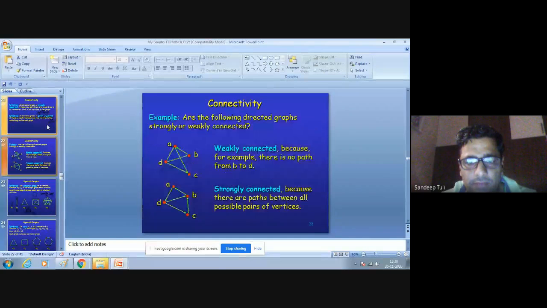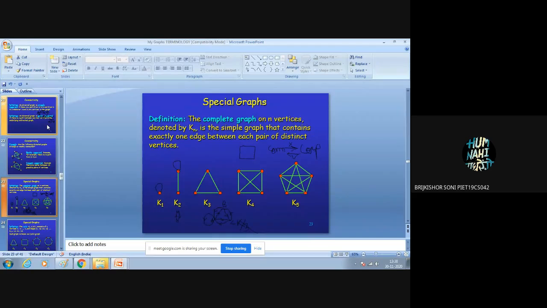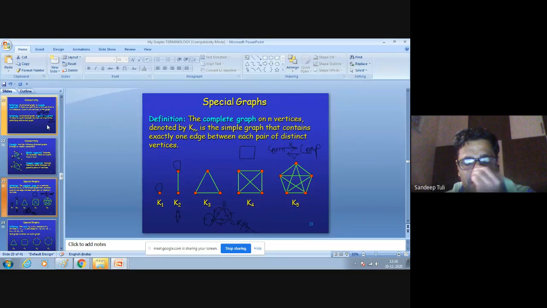Yes or no? Please let me know. We have covered the complete graph or not? Yes, sir, we have covered the complete graph too.